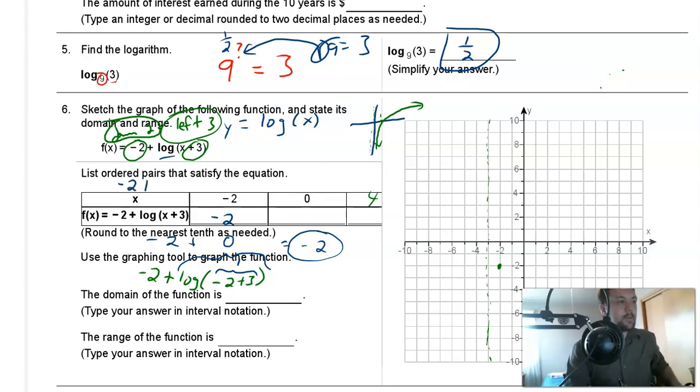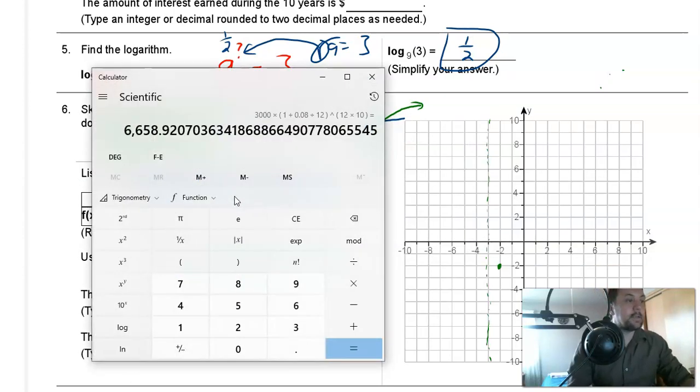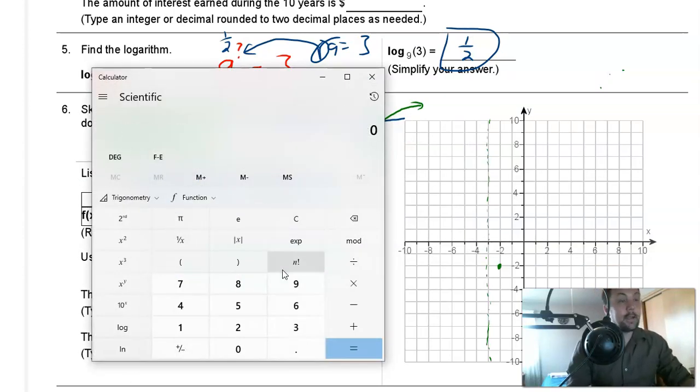So we have -2 plus log base 10 of 0 plus 3. And so that's going to give me -2 plus log base 10 of 3. How many powers of 10 does it take to equal 3? I don't know. There's not an easy answer for that one. But we can use our calculator, right? Our calculator can do log base 10. So let's go ahead and do that.